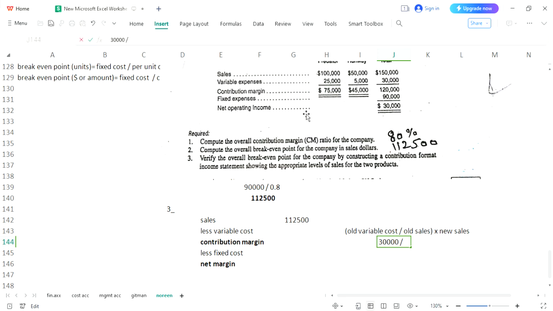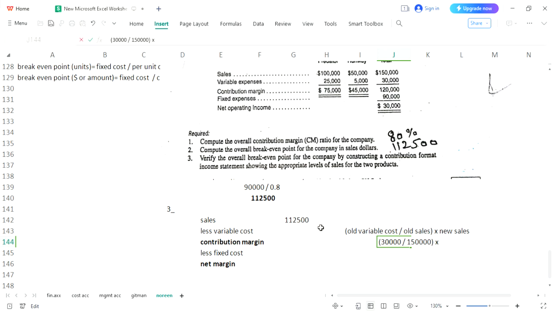So old sale is 150,000. You can put 150,000 over here. Put brackets whenever you are calculating it. Use your brackets to understand it well. So 30,000 would be divided by 150,000, and it would be multiplied by new sale.